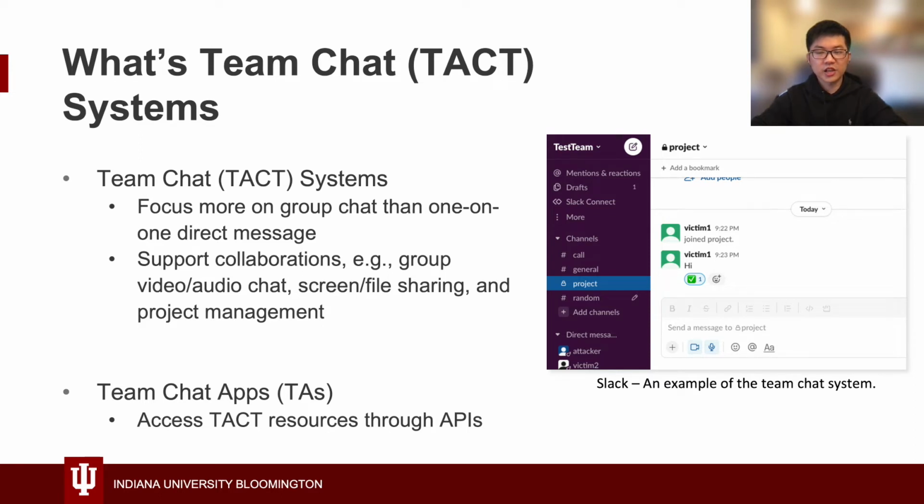So what is the team chat system? The team chat system is software that allows team members to collaborate online. There are two main features of the team chat system. The first one is that members focus more on group chat than one-on-one direct message. The second one is that the team chat system is designed to support collaborations such as group video, screen sharing, and project management. As shown in the right picture, a team chat system also provides many team chat apps, which can access the resources of team chat systems through APIs.